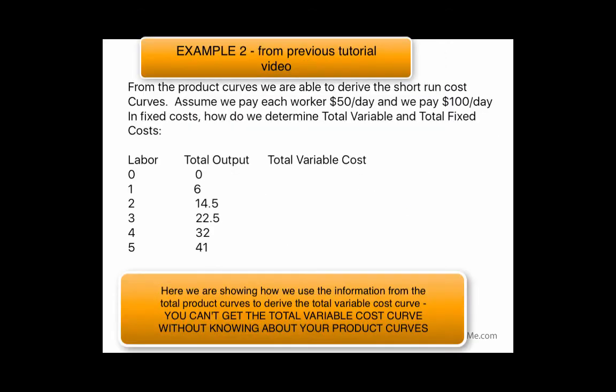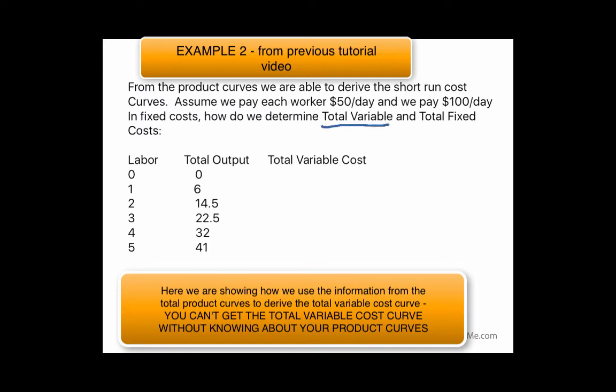All right, with this problem, we're looking at product curves and cost now. The problem reads, from the product curves, we are able to derive the short-run cost curves. Assume we pay each worker $50 a day and we pay $100 a day in fixed costs. How do we determine total variable and total fixed cost?